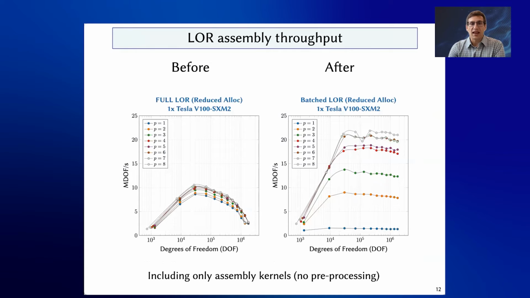So here's the performance gains that we got by doing the strategy. These plots, left is the previous strategy, right is the new one, and these are not including any of the pre-processing associated with the mesh. I'll show that later. This is just the matrix assembly. So we go from a peak of about 10 million degrees of freedom per second to more than 20 million degrees of freedom per second. So it's more than 2x performance increase, and also for these larger problems, you get better sustained performance.